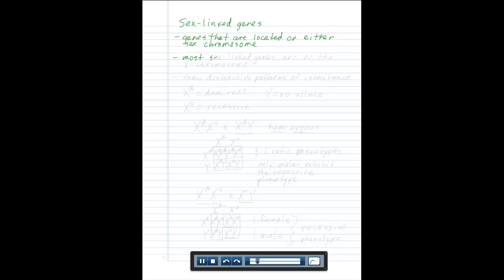Most sex-linked genes are on the X chromosome. There are very few on the Y chromosome, so we will focus our efforts on the X chromosome. Because they are located on a sex chromosome, these types of genes show distinctive patterns of inheritance.